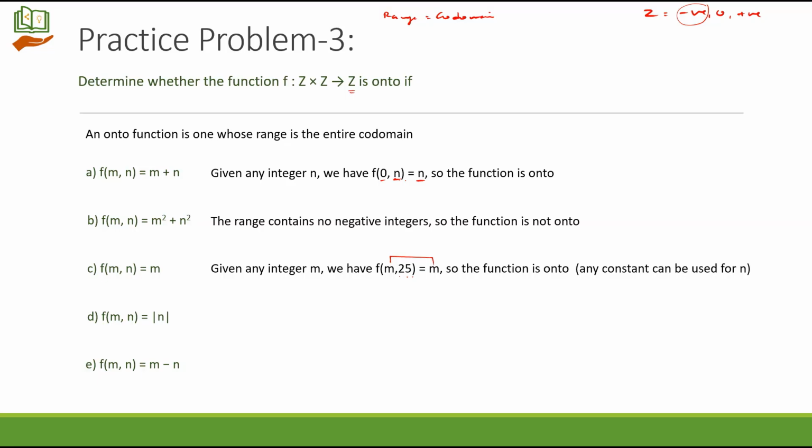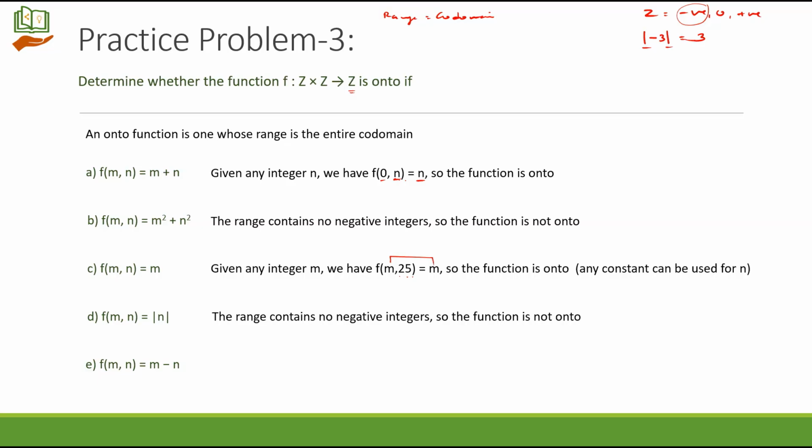What about f(m, n) = |n|? The range contains no negative integers. So the function is not onto. Whenever you have a number like -3 here, this symbol will make it positive. So in this case, the negative part of Z will never be used in the codomain. So the range will not be equal to codomain.